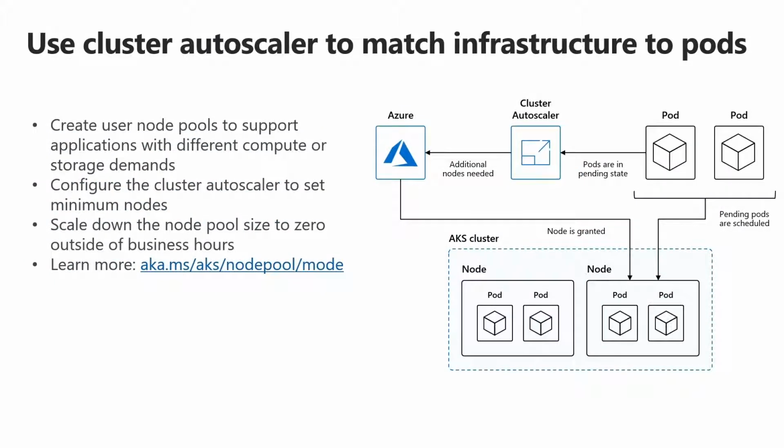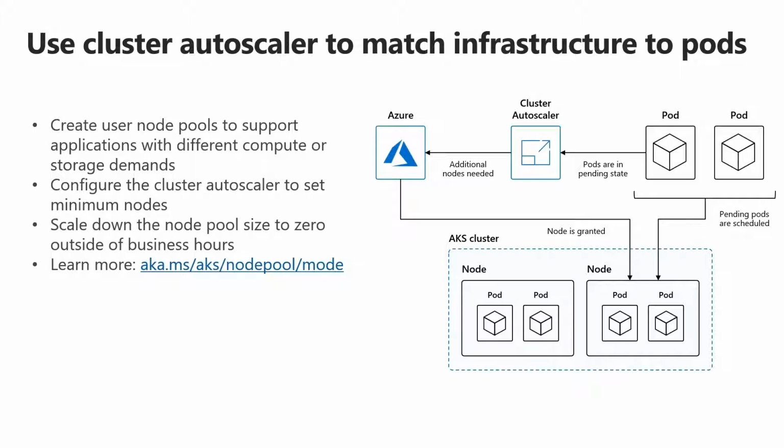As the HPA increases the number of pods needed to service the application's traffic, it will eventually hit the limits of the cluster's compute capacity, at which point additional nodes will be required to host those pods. To address this, AKS includes built-in support for the Kubernetes Cluster Autoscaler, which can add or remove nodes based on the needs of your applications.